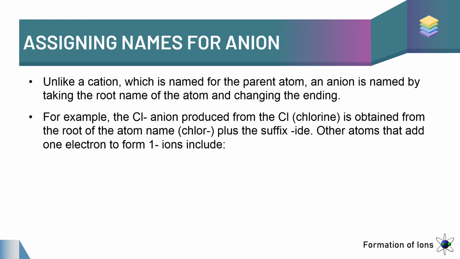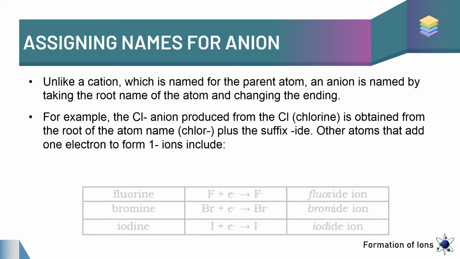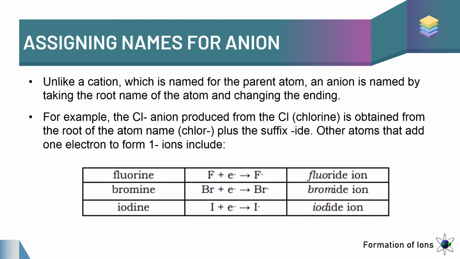Other atoms add one electron to form negative 1 ions, which include the following. For example, we have here fluorine. So it will be converted to fluoride ion. We also have bromine, bromide ion, iodine, which is converted to iodide ion.